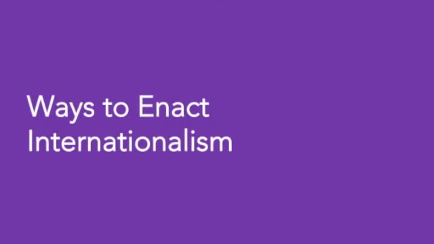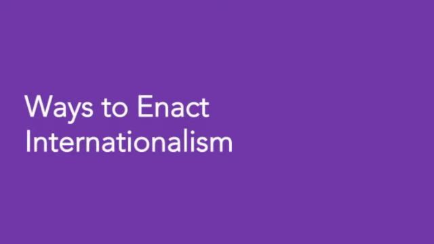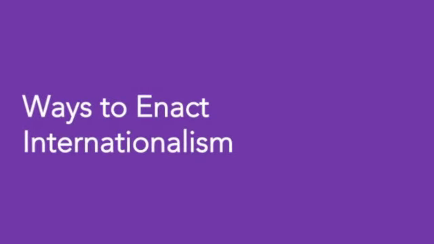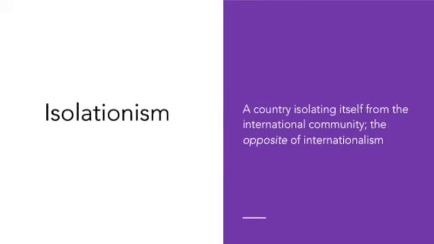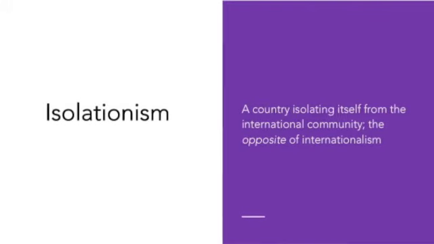Nation-states have the ability to express internationalism in many different ways. A state's expression of internationalism, which, as we remember, is how states relate and interact with other states on a global scale, can change over history, and states can even pursue more than one expression at one time. The first way to express internationalism is isolationism.